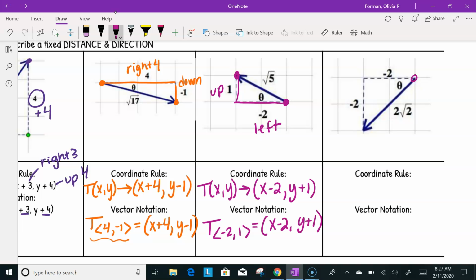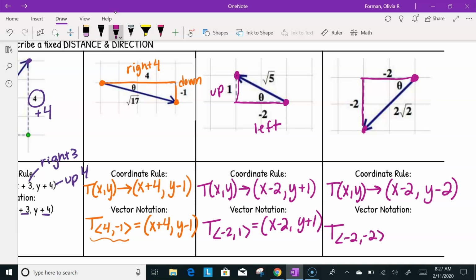And our last one here, to go from here to here, we went left 2 and we went down 2. And it's already drawn out for us. So we're going x minus 2 and we're going y minus 2. As vector notation, that's a -2, -2. And it looks like that.